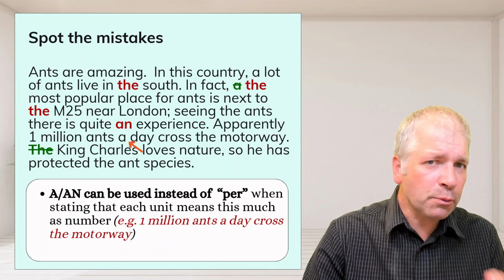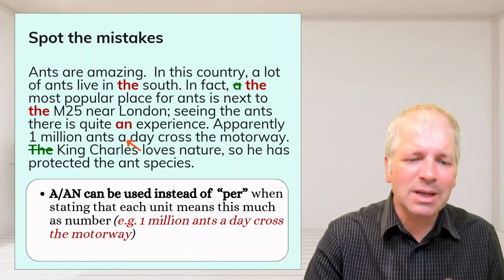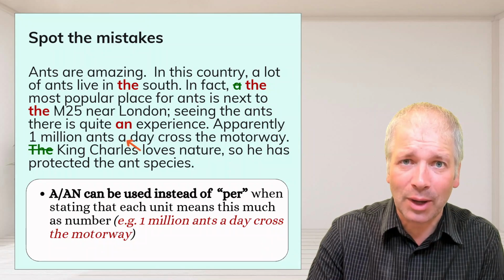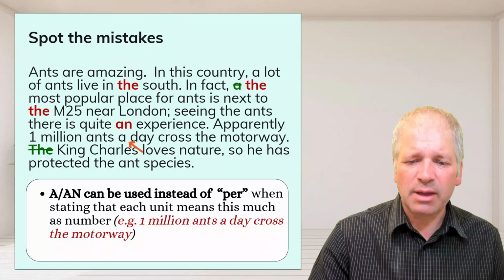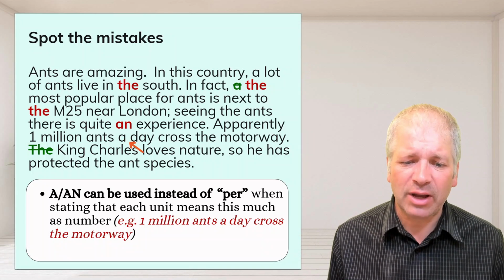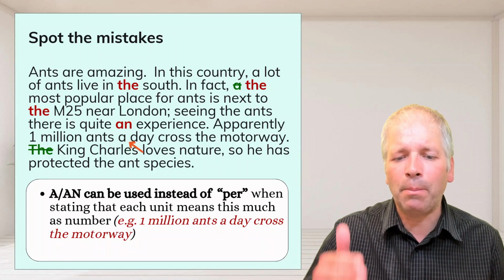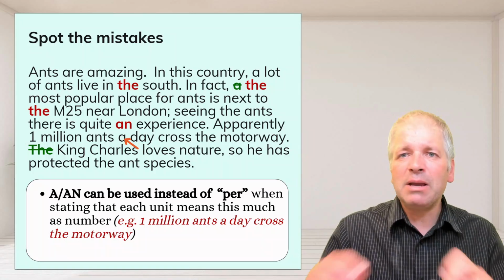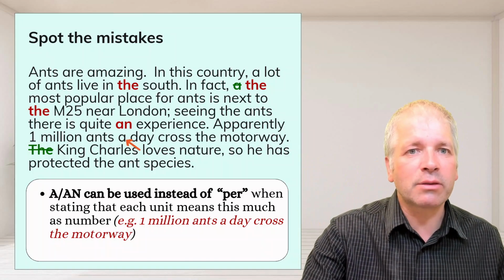Now, this was not a mistake, but you may have been wondering why it was there. Apparently 1 million ants a day cross the motorway. A or an can be used instead of per when stating that each unit means this much as a number. So 1 million ants a day is the same as 1 million ants per day. So that means in one day, 1 million ants do this.